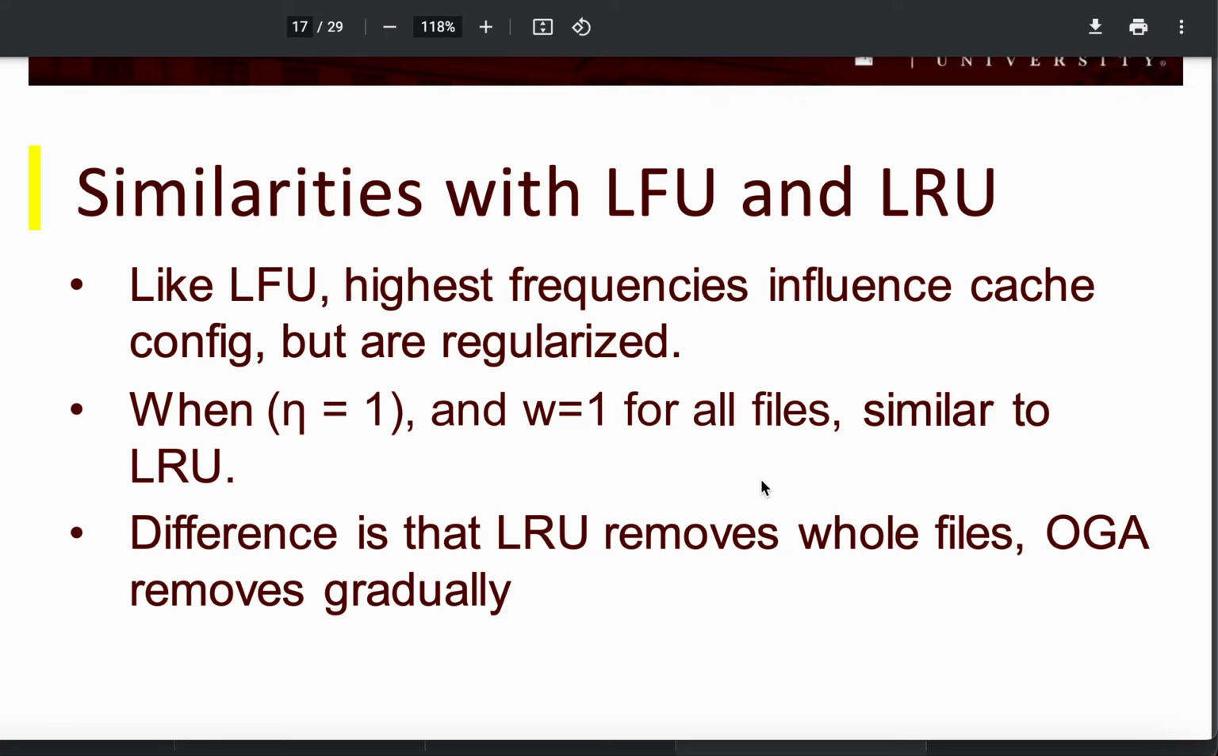Now when eta equals 1 and w is 1 for all files, it's going to be similar to LRU. So in our example, we had this condition where eta was 1 and w was 1 as well. So what did that mean? We were making our decisions on the most recent request, but LRU will remove the entire file, whereas OGA removes them gradually. So it gives OGA room to optimize and not have a higher regret, right? So that's how it's similar to both LFU and LRU.